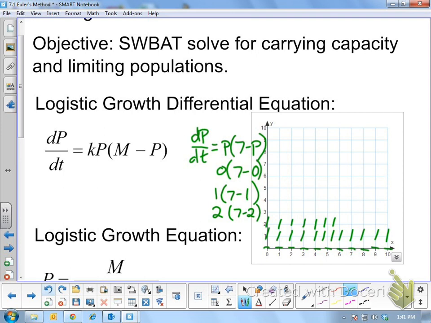If we do 3, we'll get an even steeper slope. 3 times 4 is 12, so even steeper. And then what do we get when we plug in 4? Again. We get 12 again. What happens when we plug in 5? We get 10 again. It starts flattening out again.